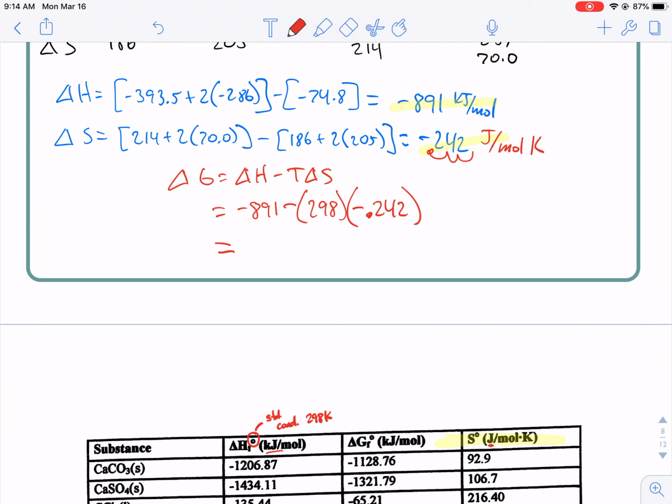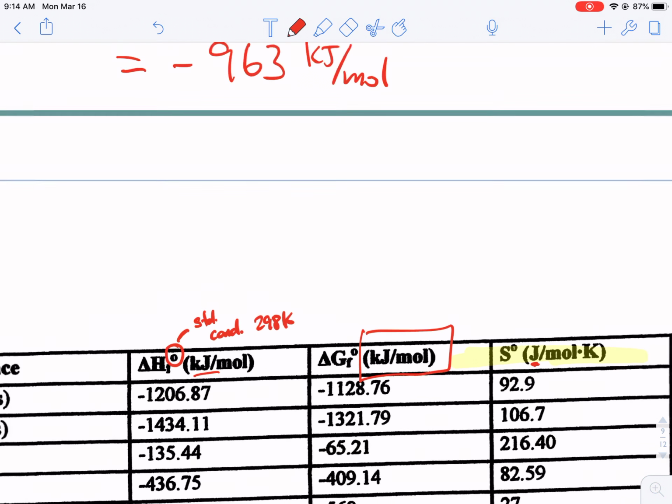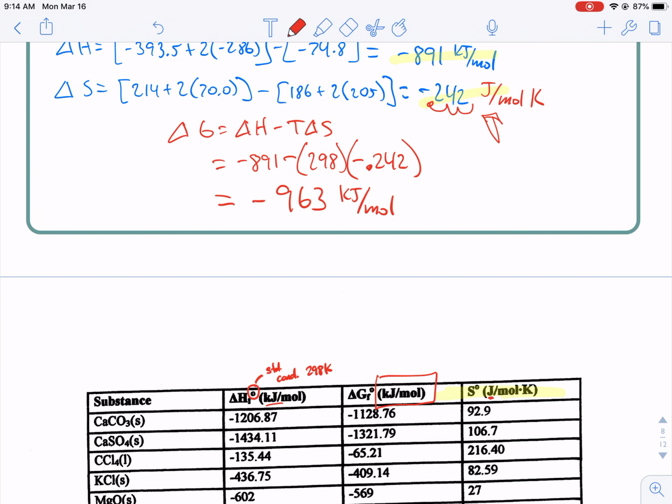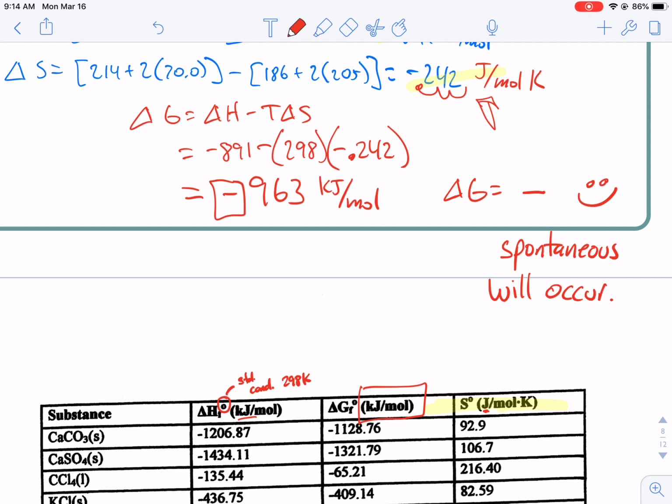And so in the end, when we finish with this problem, we end up with negative 963 kilojoules per mole. Kilojoules per mole is the units for our delta G. That's why I moved it into kilojoules right here instead of leaving it in joules. So we look, and my sign is negative. For delta G, if it's negative, that's a good thing. It means that the reaction is spontaneous. It will occur. We're not saying it might occur. We're not saying it's a favorable reaction. We are saying this will happen. It is possible at this particular temperature.